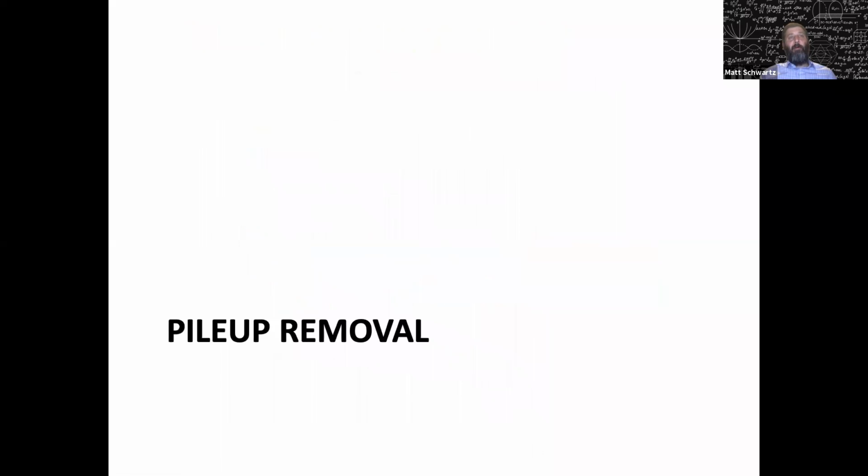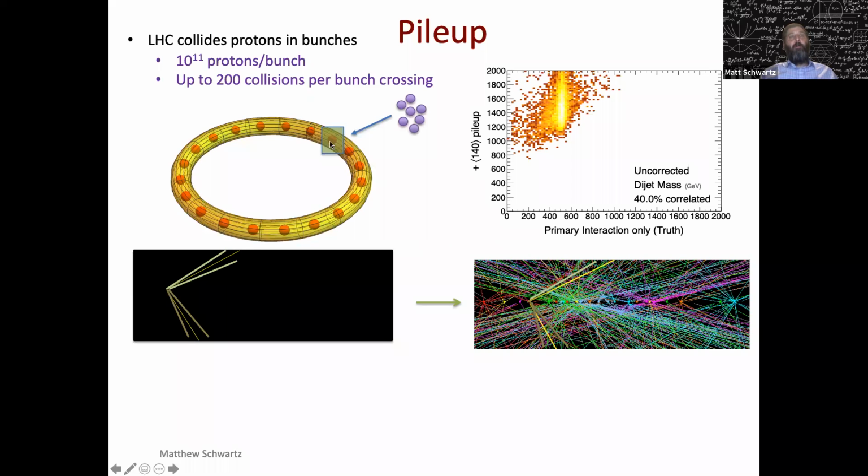The next application I want to talk about is pileup removal. So this is, again, another nail that has been a bugaboo of the LHC for a while. So what is pileup? The way the collider works is the protons are in bunches. So there's around 10 to the 11, 100 billion protons in each bunch, and they move around.